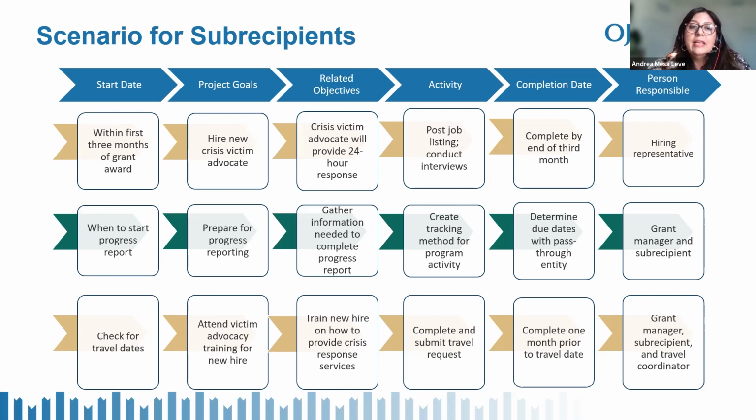So in the activity box, maybe you need to develop the tracking method for program activity. Maybe you need to gather the statistical data from your staff members in order to complete that progress report. And then again, the completion date. This is the date that the report must be turned in. And then list the person or persons responsible for completing that report with their name and their job title.